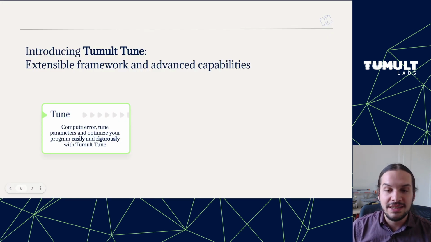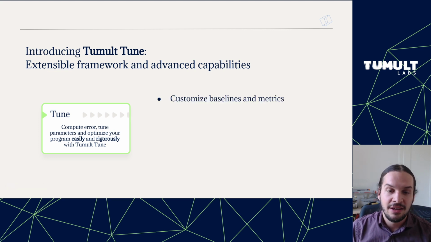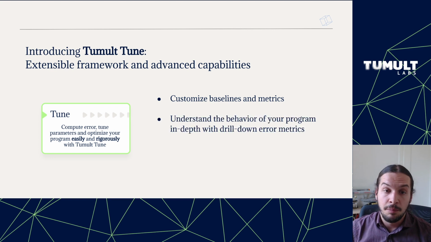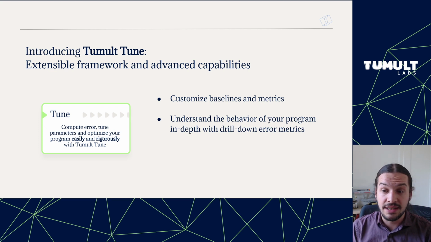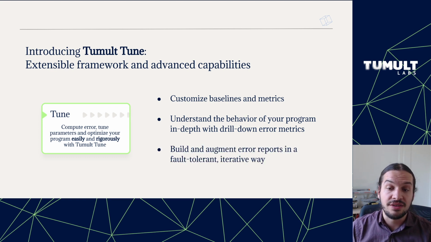This is just a sneak peek, so I didn't demo the more advanced features that we're also building into Tumult Tune. Quickly, Tumult Tune will automatically compute a baseline for your program, but if you need to, you can also arbitrarily customize its behavior. You can also add your own metrics if the ones that are built in are not enough for your use case. Metrics don't need to be single numbers. You can also use drill down metrics to easily understand how utility varies across the output space, for example, depending on geography or demographics. And finally, Tumult Tune can save the outputs to a local workspace so you can recover from crashes and build richer error reports iteratively.